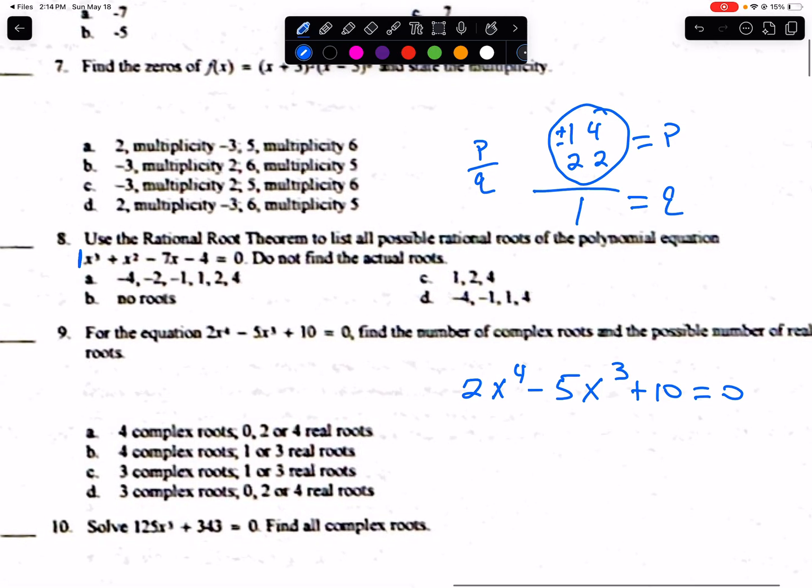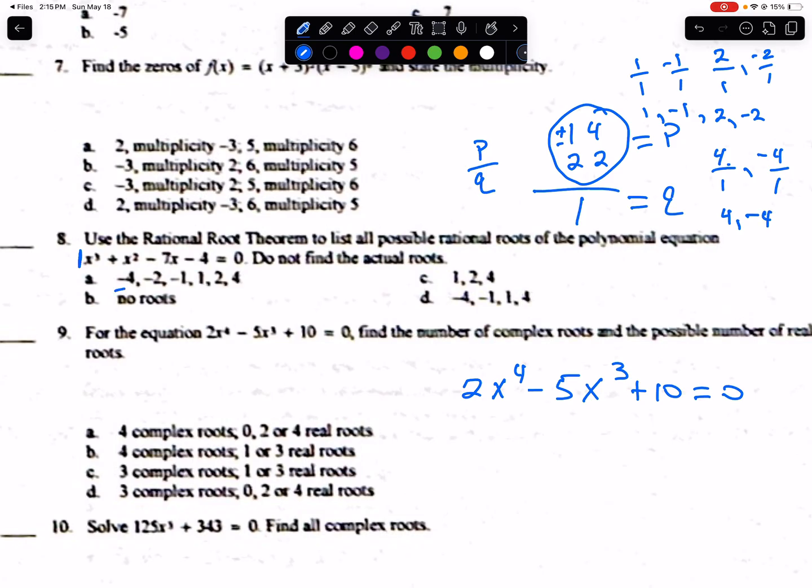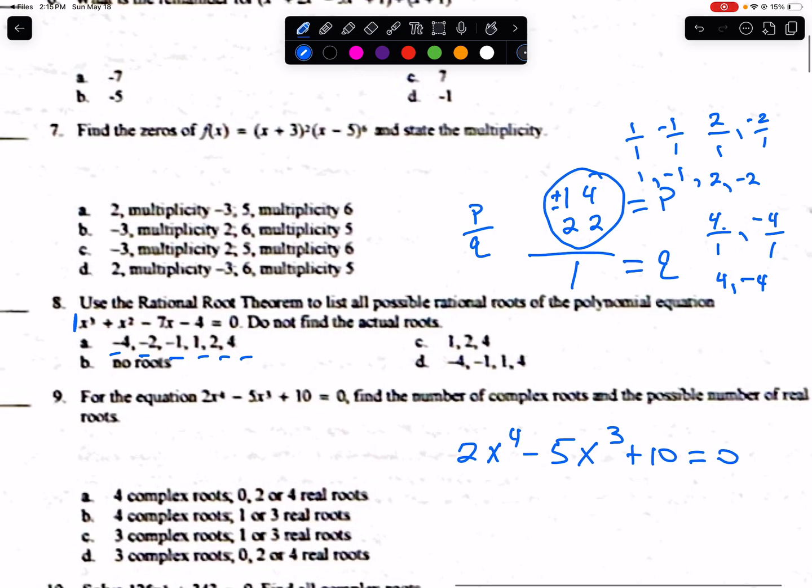And nothing got eliminated, right? Because I'd have 1 over 1, I'd have negative 1 over 1, which equals 1 comma negative 1. Then I'd have 2 over 1, and I'd have negative 2 over 1, so that's 2 comma negative 2. And then I'd have 4 over 1, and negative 4 over 1, which is 4 comma negative 4. So that's why it's all those. And they just wrote them least to greatest, like you should with domain and range. No repeats. So that's rational root.